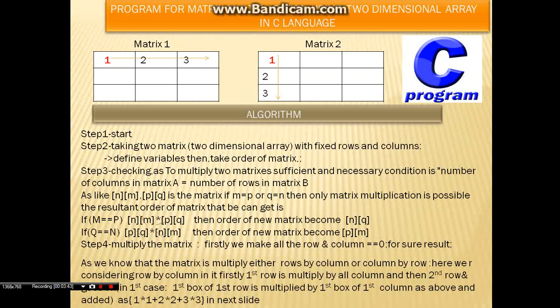Firstly, the first row is multiplied by all columns, and then the second row. In the first case, the first box of the first row is multiplied by the first box of the first column as above, and added. Like here, 1 2 3 in matrix 1 in one row, and in one column of matrix 2, 1 2 3. 1 cross 1 plus 2 cross 2 plus 3 cross 3 will be stored in the first cell of the resultant matrix. Similarly, all cells are filled.